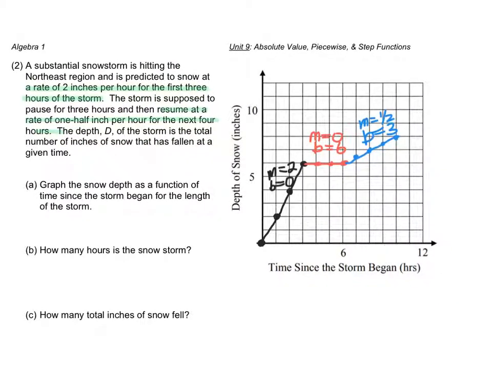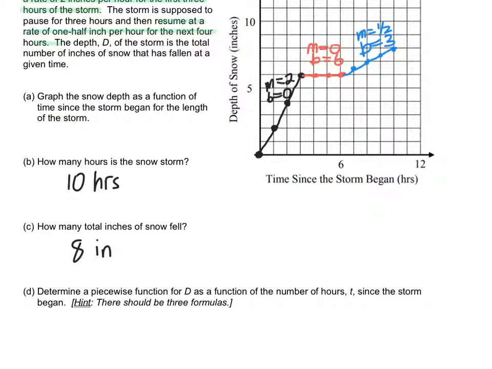All right, so we graphed it. How many hours long is the snowstorm? 10 hours, right? How many total inches of snow fell? 8. It's a snow day.